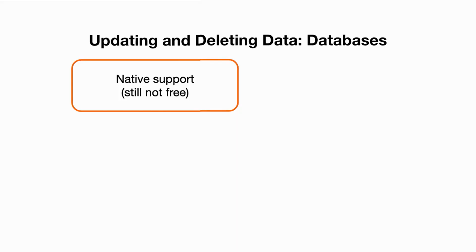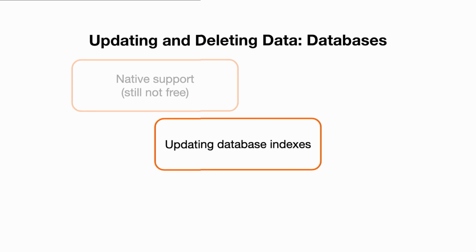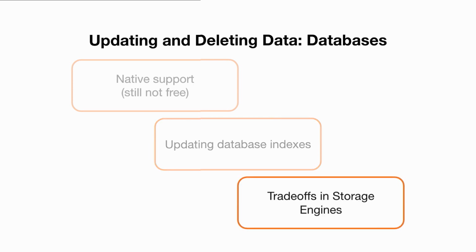So thankfully, databases do support record-level updates and deletes, but it's still not necessarily free. Whenever you insert, update, or delete a record in a database, you have to update the database index, which is a relatively expensive and high-contention operation. And then on top of that, depending on what database you're using, that database's storage engine might be optimized for different things. So in databases, there are two common types of storage engines that are used. And if you're not familiar, storage engine just refers to the mechanism the database uses to actually store data on disk. So the first is B-tree based storage engines.